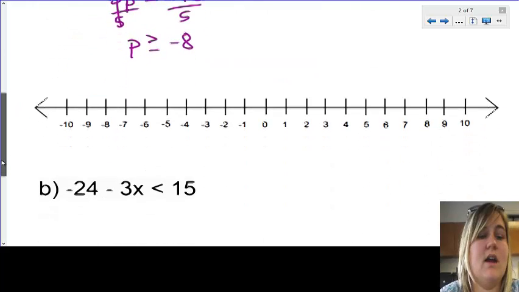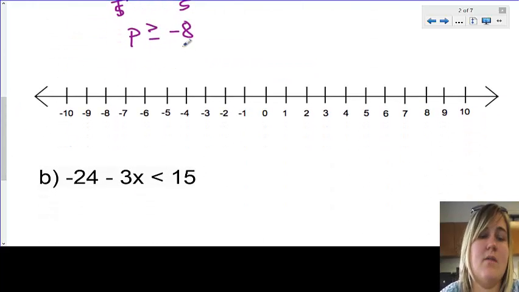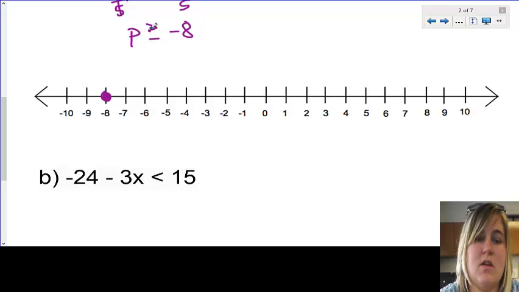So when I scroll down, there's my graph. I'm going to plot my point at negative 8. And it has the equal sign, so I'm going to shade it in. Then I see that my variable's on the left, which is where I want it. And I turn my sign into an arrow. It points to the right, so I'm going to shade to the right.